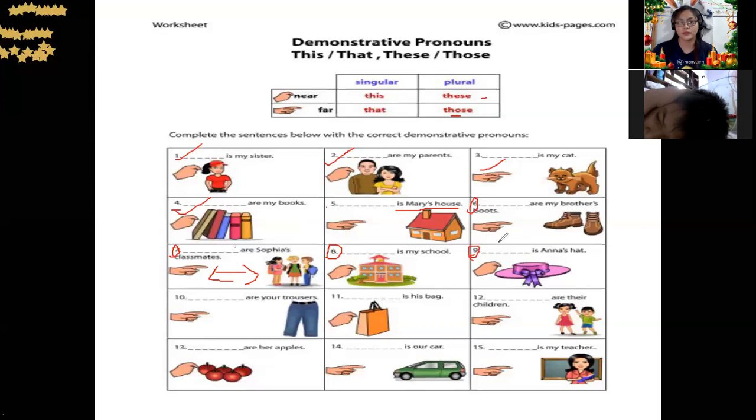This? This or these? This. Okay, please speak clearly. I can't hear you clearly. What about number 10? Those. Okay, is it this one? Those? Yes. Oh, how many trousers is this?